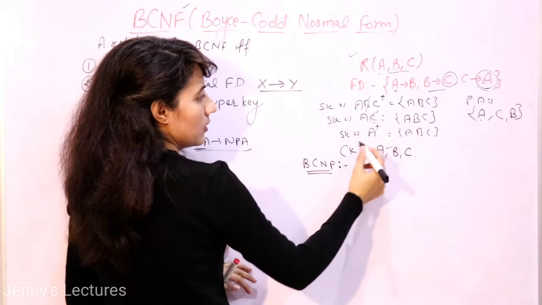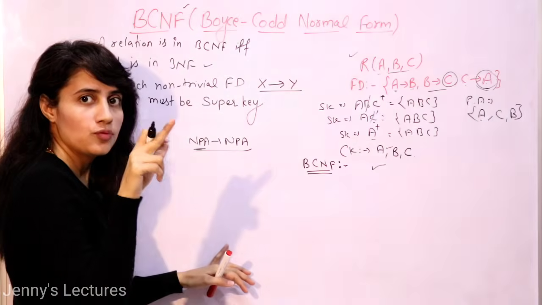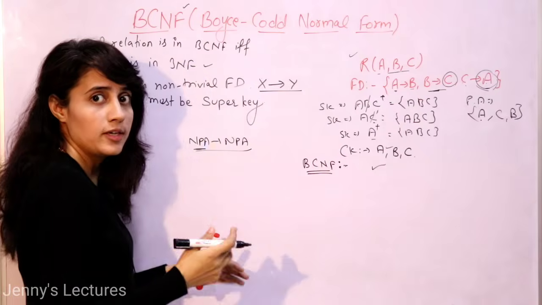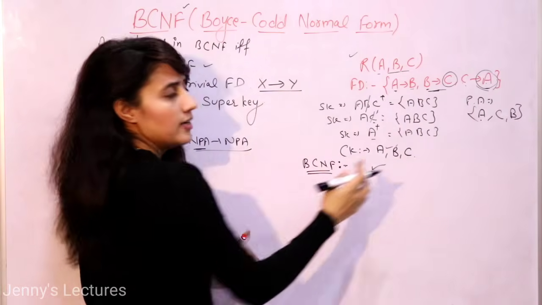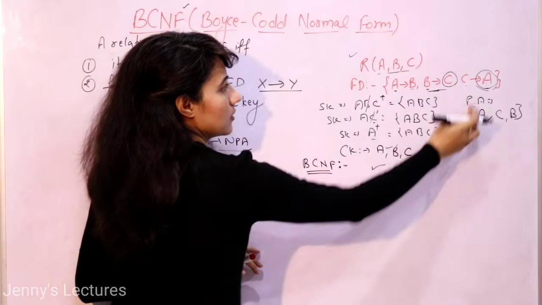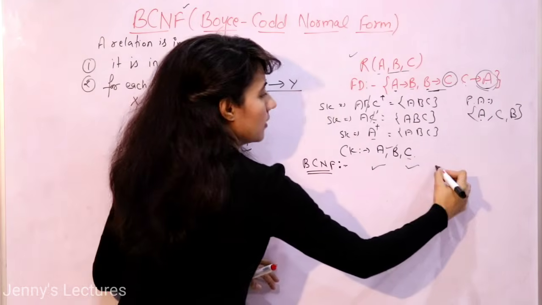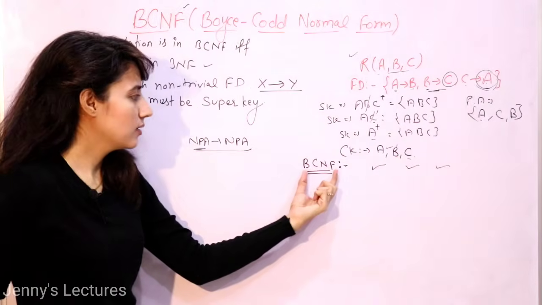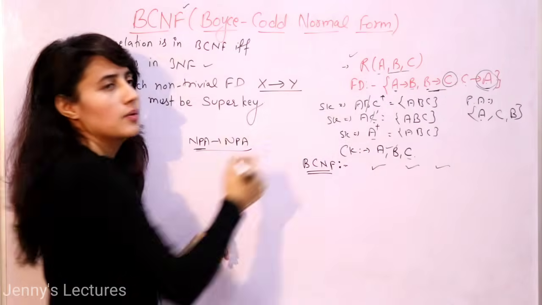Is A super key? Yes. So first, according to the first, it is in BCNF. Now check whether this is violating the rule of BCNF or not. Is B super key? Yes. B is candidate key, definitely it would be super key. Is C super key? C is candidate key, definitely it is a super key. So yes, each functional dependency is satisfying the requirement of BCNF, right? So you can say that this relation is in BCNF.